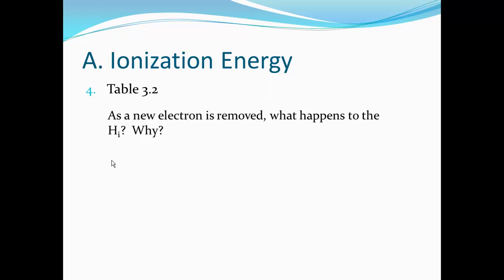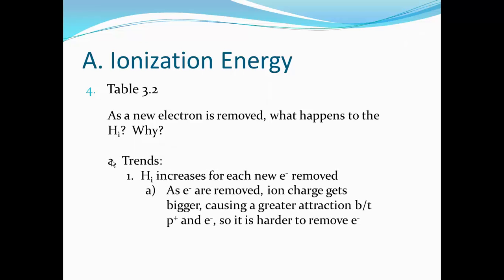Alright, so back to that table. As a new electron is removed, what happens to the ionization energy? Obviously it becomes larger because of the attractiveness between the protons and now the electrons. So the ratio is off. You have more protons now than electrons, so you have a tighter attraction.